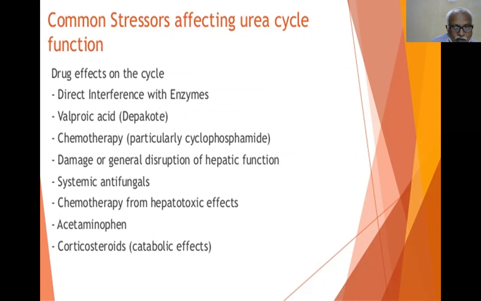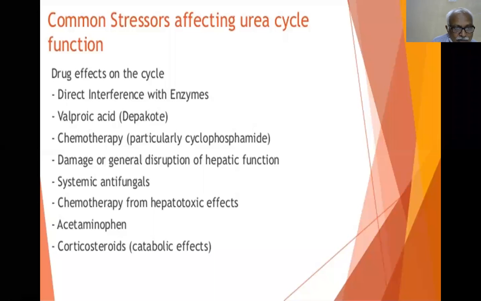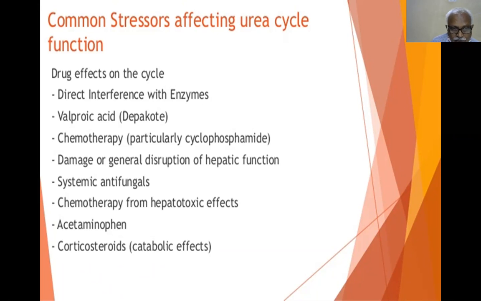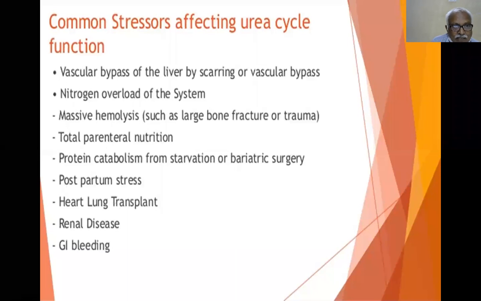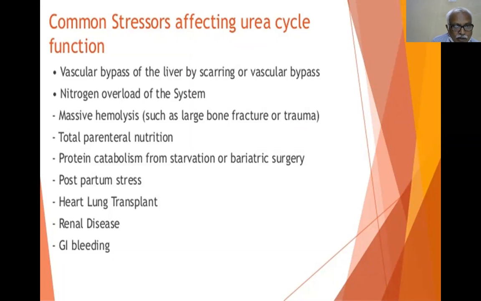Chemotherapy, particularly cyclophosphamide, damage to general disruption of hepatic function, systemic antifungals, chemotherapy from hepatotoxic effects, acetaminophen, most dangerous, corticosteroids, catabolic effect, vascular bypass of liver by scarring, or the vascular bypass itself will cause scarring, nitrogen overload of the system, massive hemolysis such as large bone fracture or trauma, total parenteral nutrition, TPN, protein catabolism from starvation or bariatric surgery.